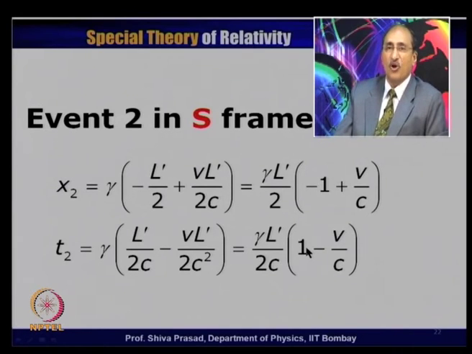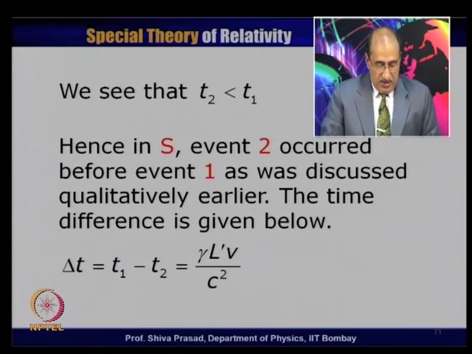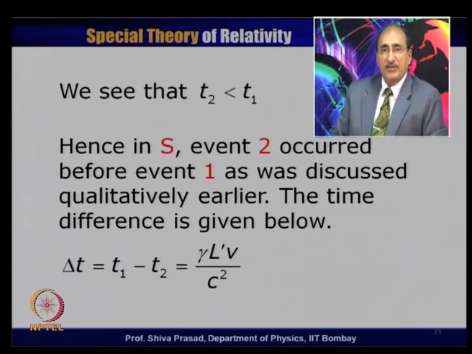So, these two events are not simultaneous in the S frame of reference, the ground frame, as we had discussed earlier, but now we know what the time difference is. I can calculate T2 minus T1 and find out how much time difference the ground observer in S observed between these two events. We see that T2 is less than T1, because there is a negative sign here, 1 minus V by c. Hence, in S, event 2 occurred before event 1.